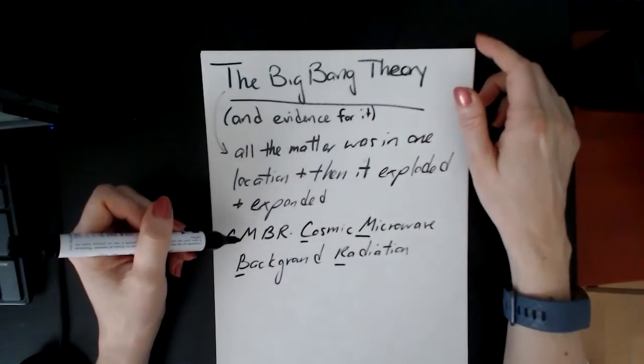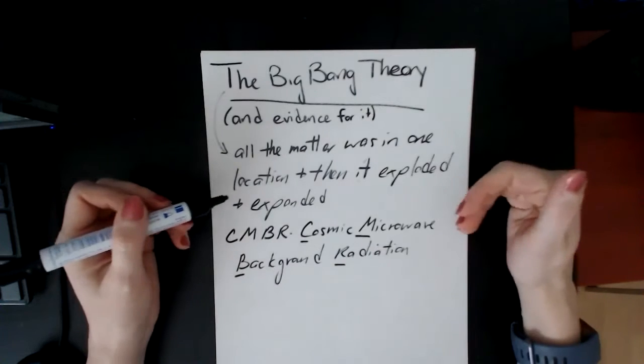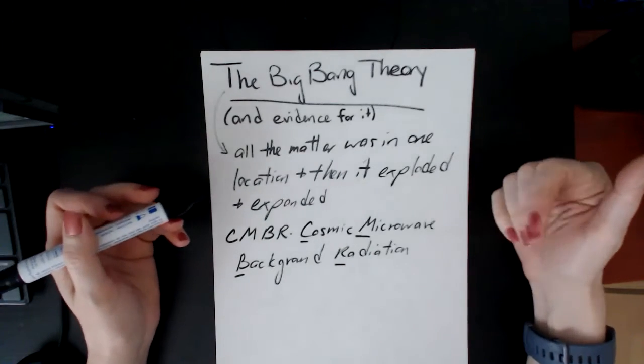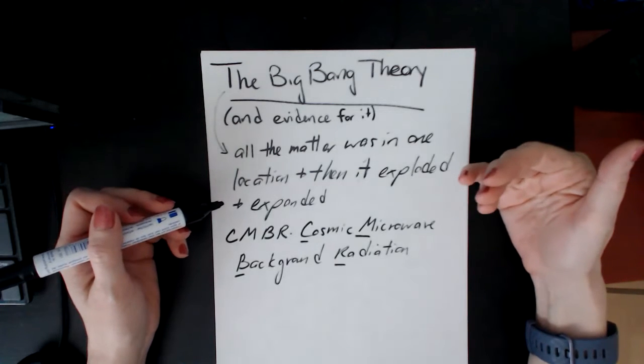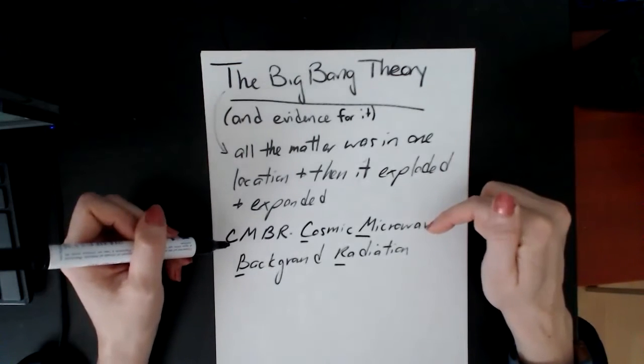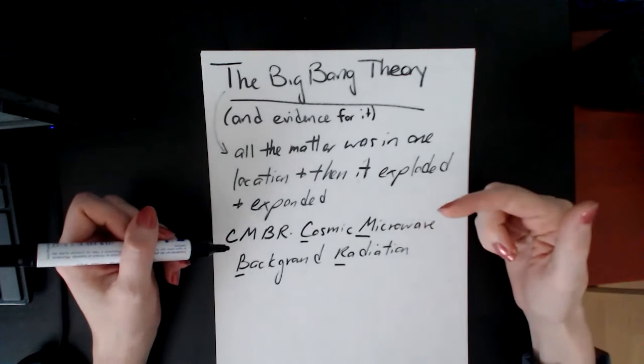And cosmic microwave background radiation is simply the idea that if there's an explosion, then you should have a release of energy. And remember that waves are a transfer of energy. That is what they are. And it's an interesting piece of evidence because this is something that the cosmologists actually predicted would be there.